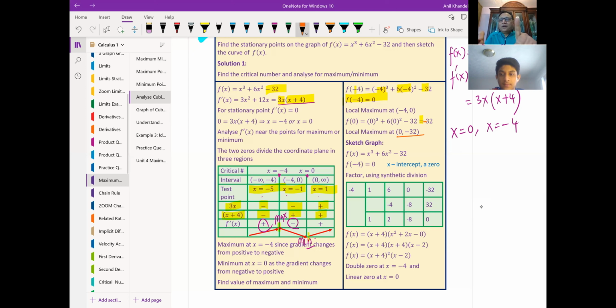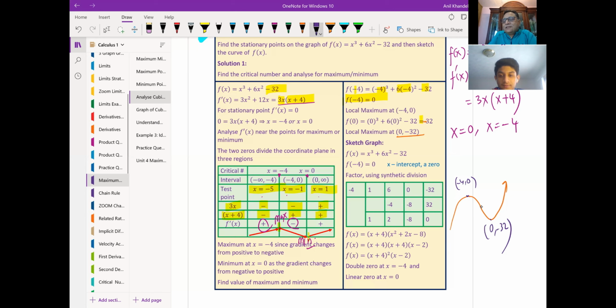So I got these two points, right? One point is at minus 4, where I have 0. And the other point is at 0, where I have minus 32. Correct. Now, we know we have one of the x-intercepts at minus 4, correct?